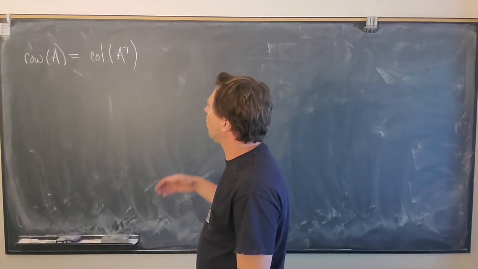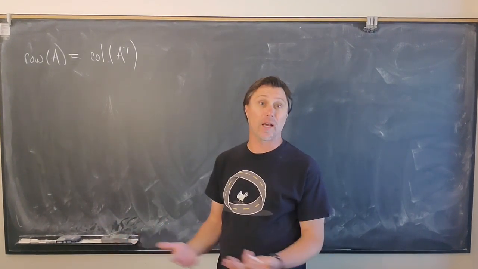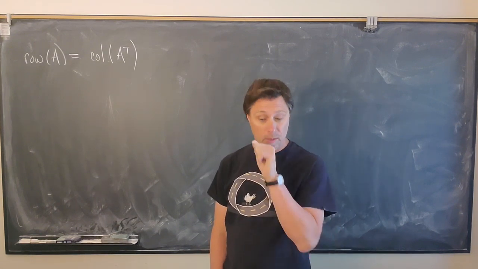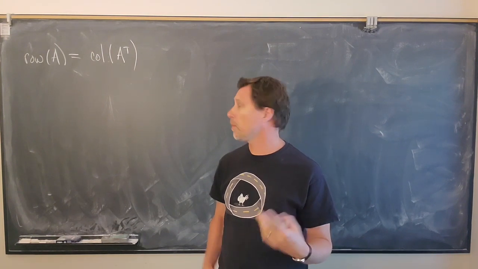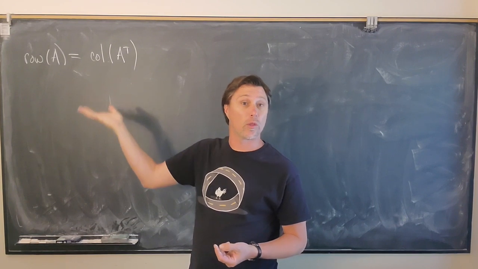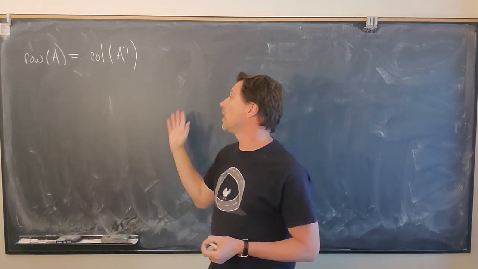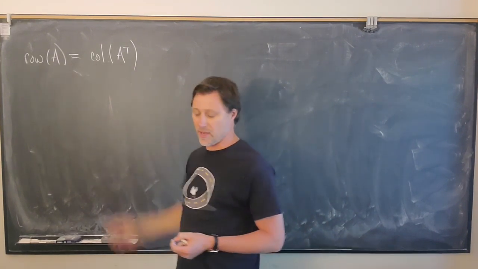So the column space of a matrix is the span of the columns. The row space is the span of the rows. I like to think of them, though, as column vectors. So if you take the transpose, all the rows become columns, and so the row space you can then think of as the span of the columns of A transpose.